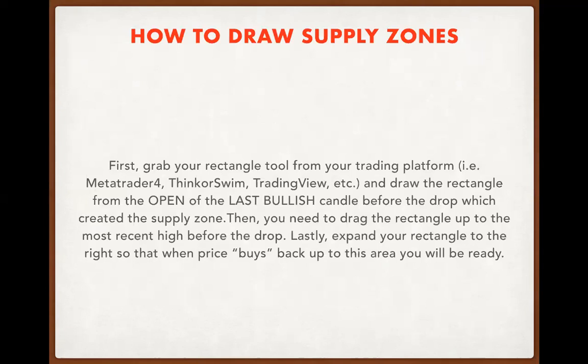Again, to draw a supply zone, you draw the rectangle from the open of the last bullish candle before the drop, which created the supply zone. Then you drag the rectangle up to the most recent high before the drop. Last thing you do, expand the rectangle by dragging it all the way over to the right so that when price buys back up to that supply zone, you're ready to pull the trigger for your sell.